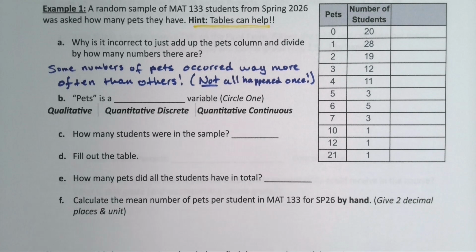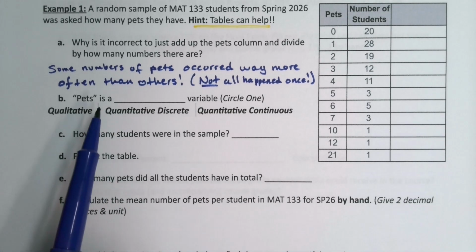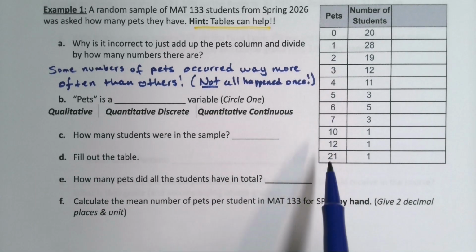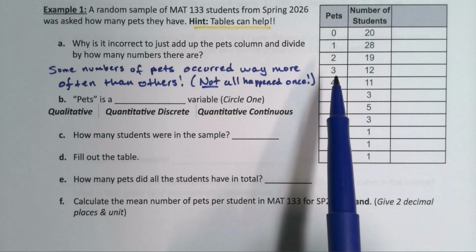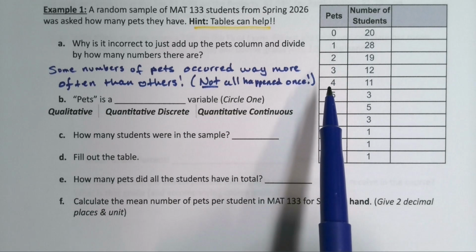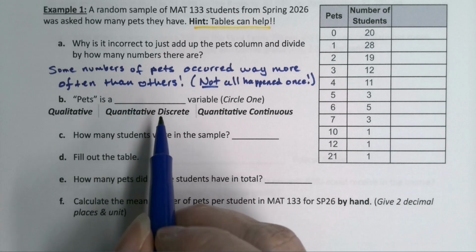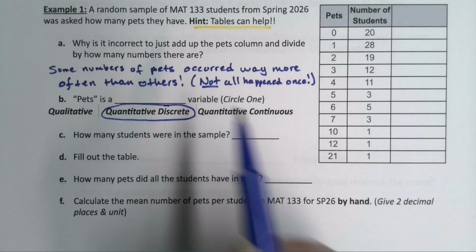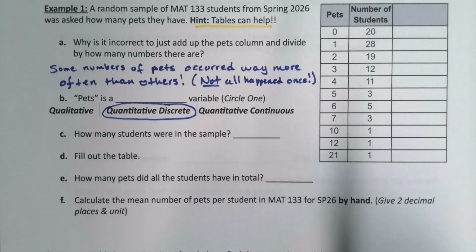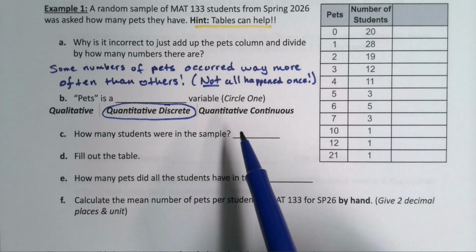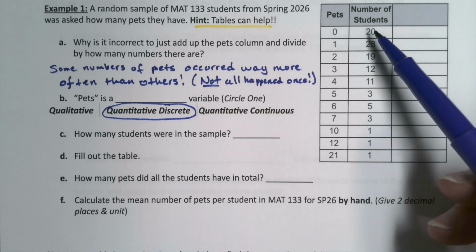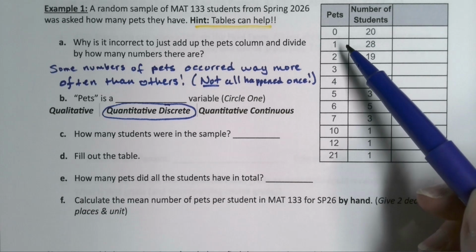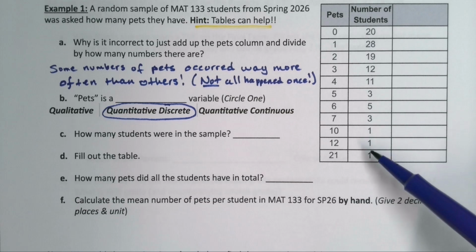All right, so now let's have a quick review. Pets, in this case, is quantitative because we're talking about how many pets you have, and it's discrete, right? So this is a quantitative discrete situation. You can't have half of a pet. Now, how many students were in the sample? Well, there were 20 students with 0 pets, 28 students with 1 pet, and so on. So what we really need to do is add up all of these numbers.